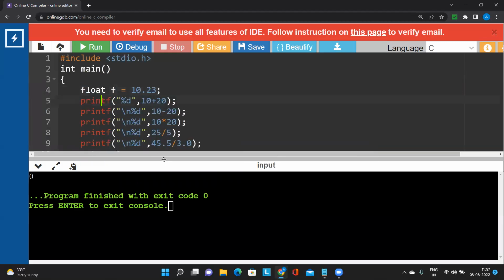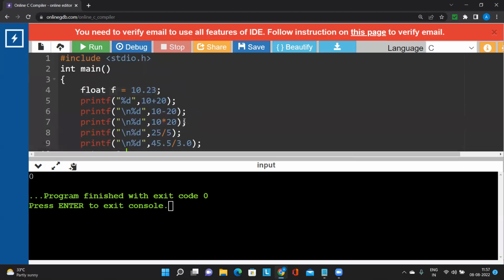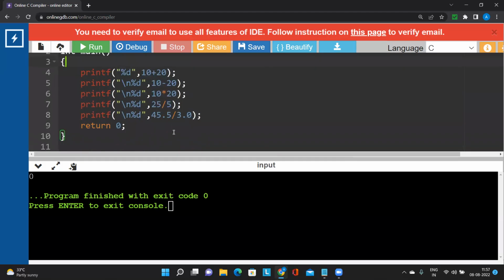Okay, but now here, I am not assigning it to any variable. I'm not creating any variable. I'm directly giving the values. So I'm saying 45.5, 3.0. So this is by default treated as a double. I hope you guys remember that. Right. So here I'm applying the division operator on a double value.